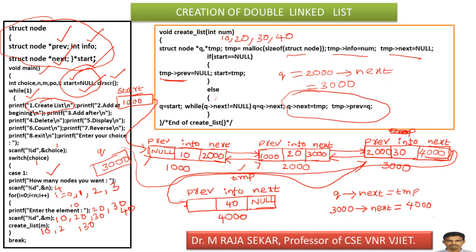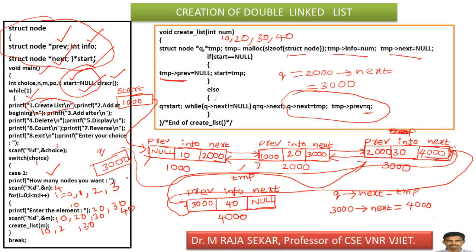Isn't it? Next, tmp->prev equal to q. This is tmp. prev equal to q. What is my q value? tmp->prev equal to q. q means 3000. Therefore, what happens? This is 3000. Since it is 3000, it will go back and it will point to this node. Isn't it? Yes. After this, where will you go?